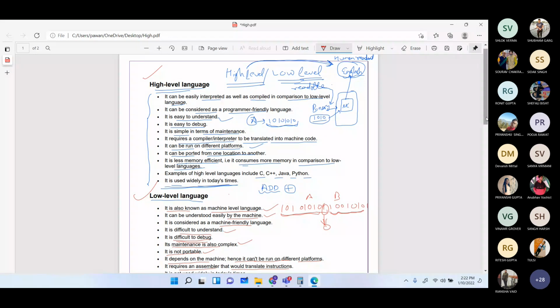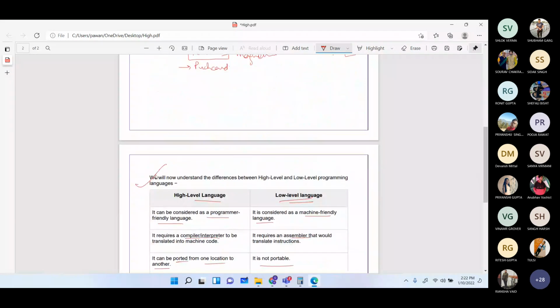And the last question is, how are low level languages different from high level languages? The third one is important from the exam point of view.